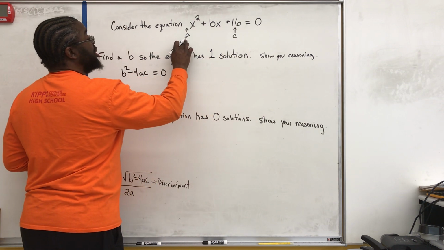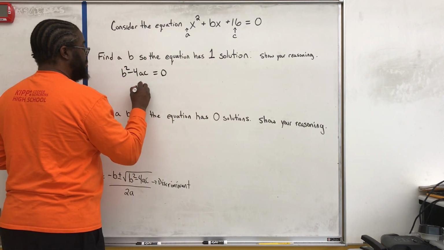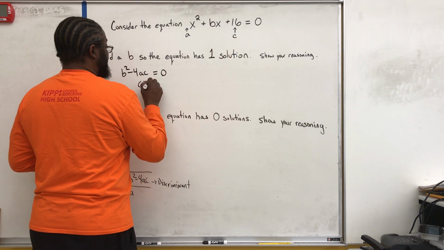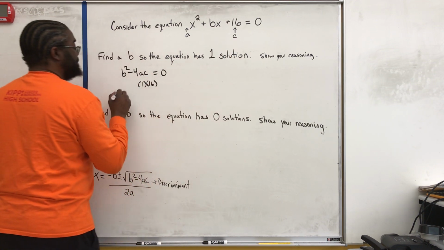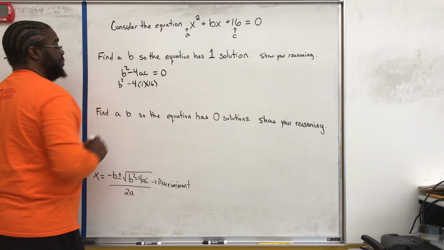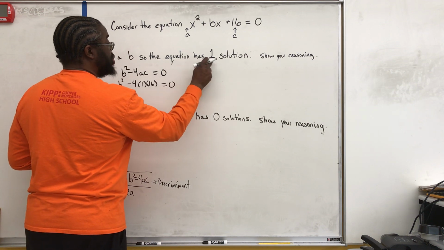A is always the coefficient in front of x squared. How many x squareds do I have? One of them. C is always my constant, which is 16. I don't know b. And this is supposed to equal 0 because I have one solution.